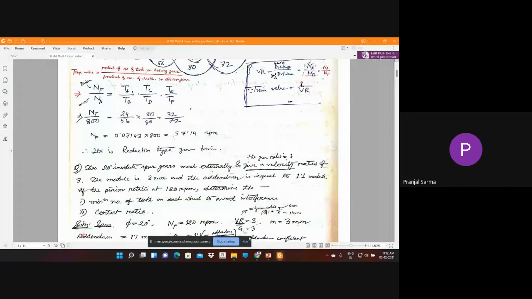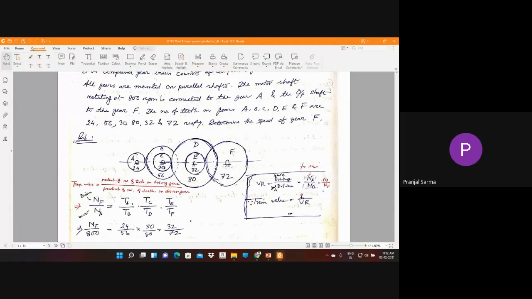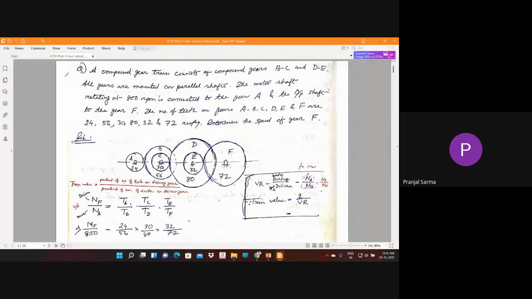Okay, so I think the screen is visible. Okay, if you recall, in the last video lecture, I gave you this gear problem that I discussed. So once again, we'll just go through it. The first problem is actually a gear train, but it is very simple. Okay, simple one, you'll be able to understand that.